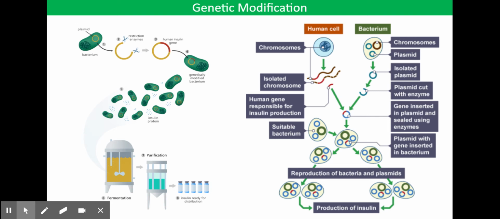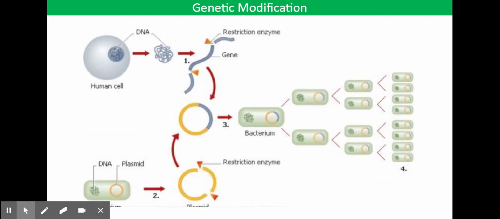Each bacterial cell will produce a tiny mass of insulin, but using a fermenter, large quantities of insulin protein can be produced, and then they're extracted and purified for use by diabetics. So actually, how does this happen?